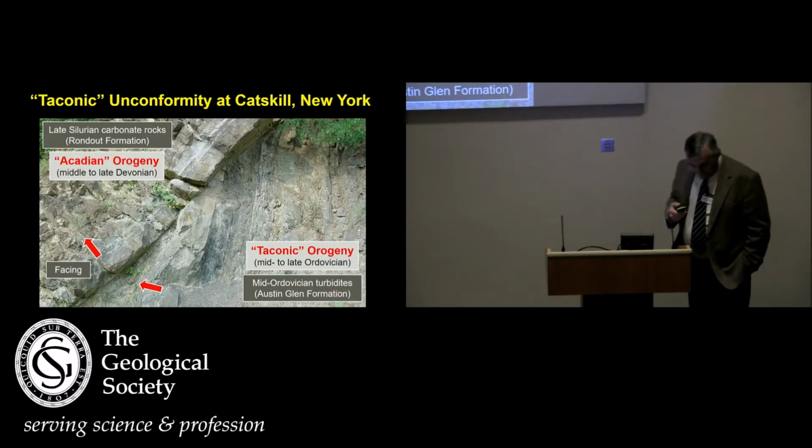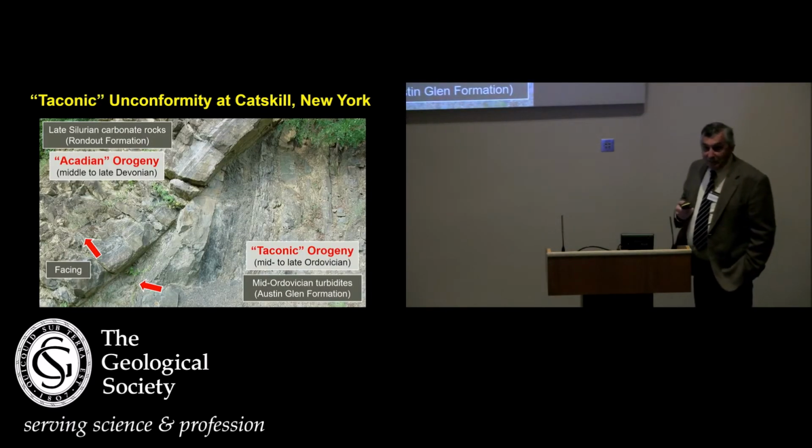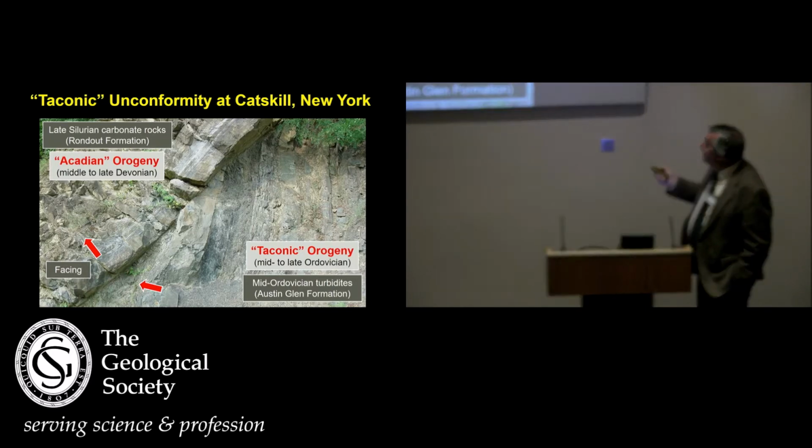So this is a very famous road cut that John Dewey would be familiar with. It's just south of Albany in Catskill. And this is one that generations of students have been misled into the view that sedimentation alternates with orogenies. They're told that these steeply dipping turbidites here are steeply dipping because of the Taconic orogeny. And then there's an unconformity. And then they're told that the less steeply dipping beds, but still dipping, are part of the Acadian orogeny.